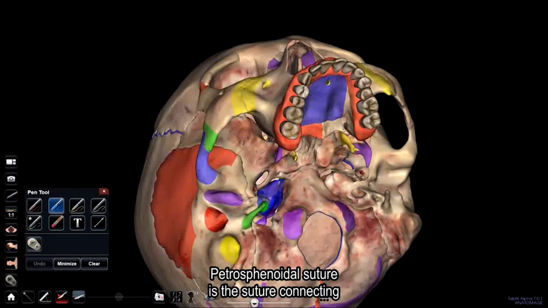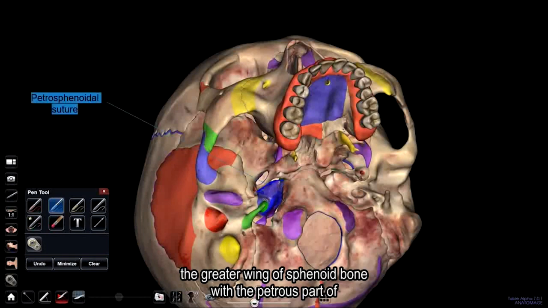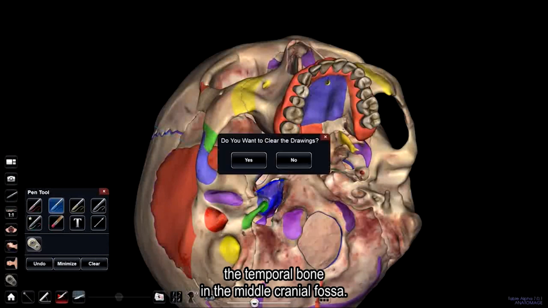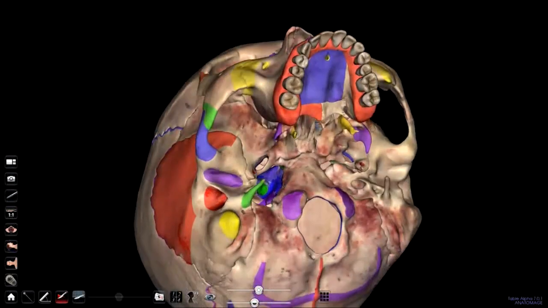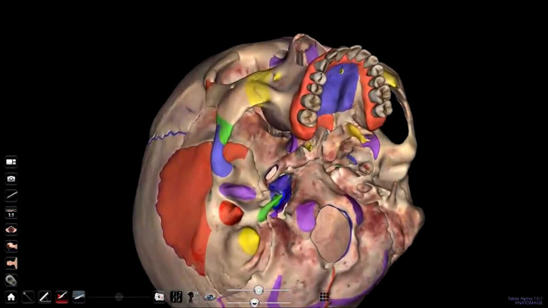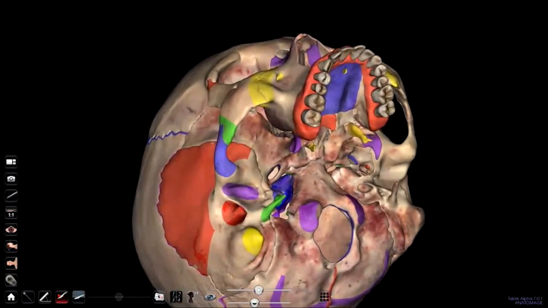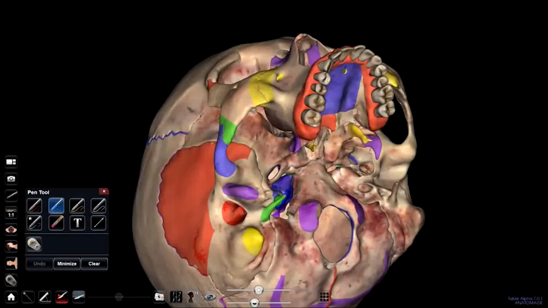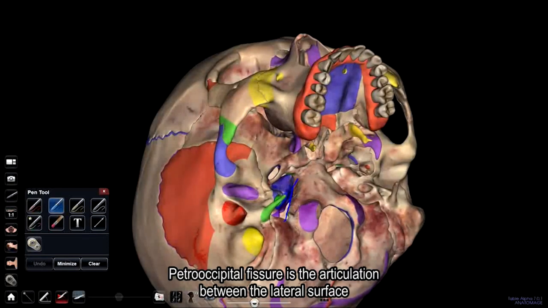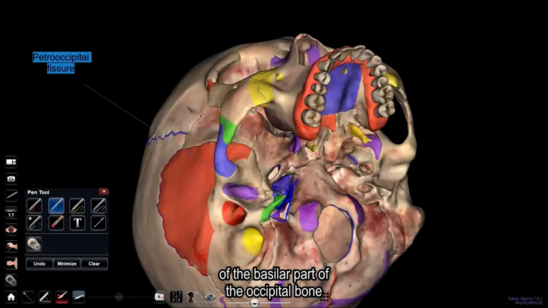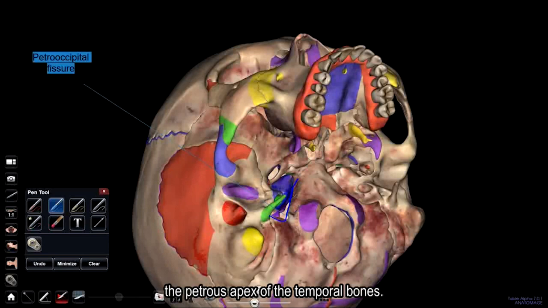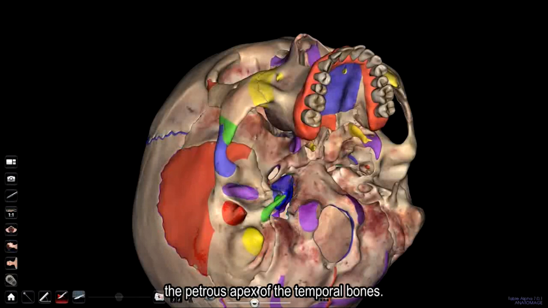Petrosphenoidal suture is the suture connecting the greater wing of the sphenoid bone with the petrous part of the temporal bone and the middle cranial fossa. Petro-occipital fissure is the articulation between the lateral surface of the basilar part of the occipital bone and the posterior and medial surfaces of the petrous apex of the temporal bones.